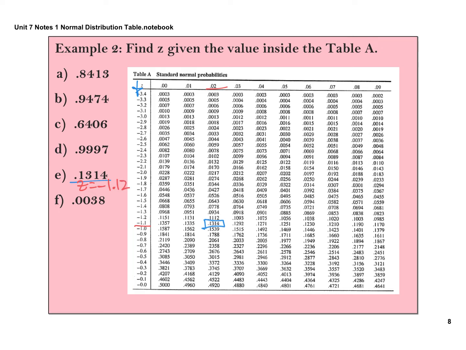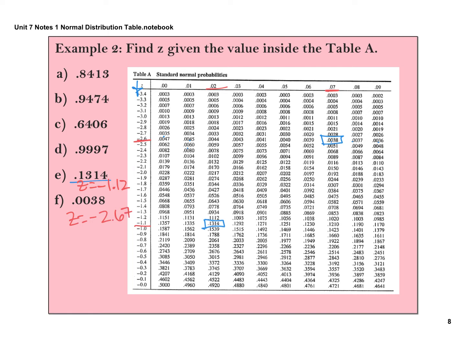Okay, let's look for 0.0038. 0038. Here's 0060. Here's 0045. There's 0035, here's 36, 37, 38, and there's only one of them, so that's it. And my z that goes with it is here and here. That's z equals negative 2.67.